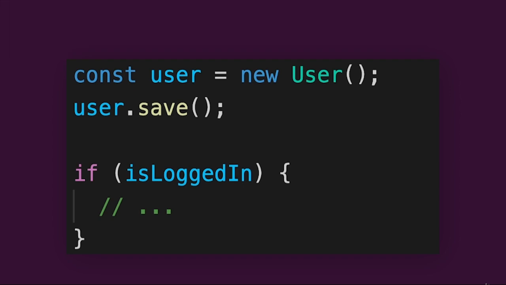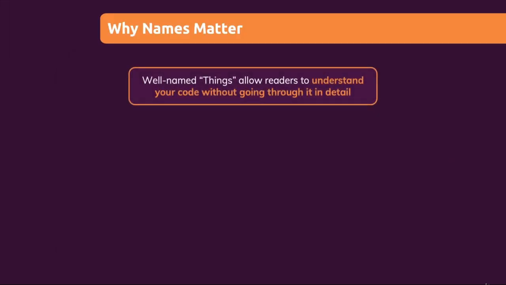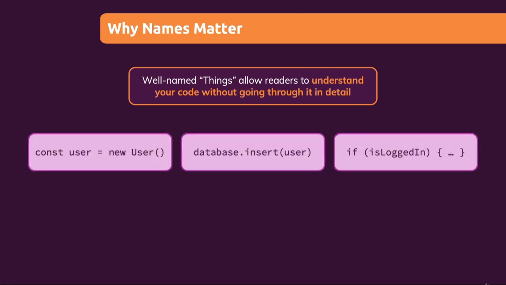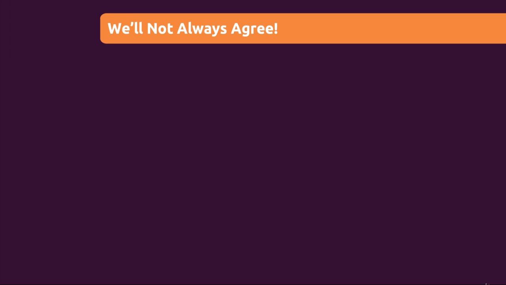So picking good names in your code really matters. If we have well-named things, variables and so on, in our code, we allow our readers, so the people reading our code, to understand that code without going through all the details, without diving into it in detail. Consider these examples. In all three examples, it's pretty clear what this code does, even though we don't know the details. We don't need to dive into the rest of the code just to understand these snippets.